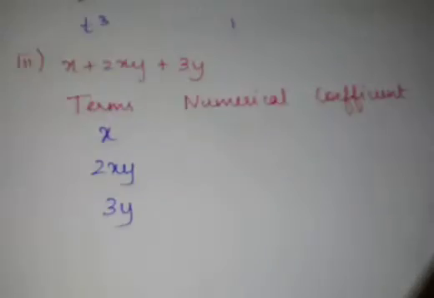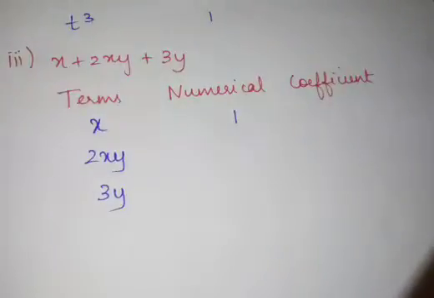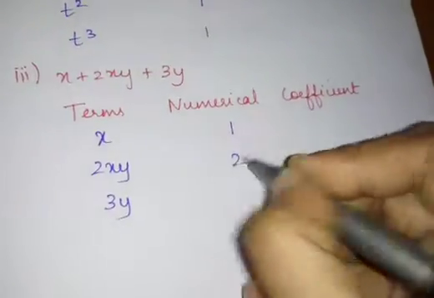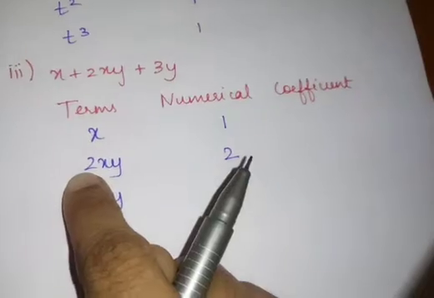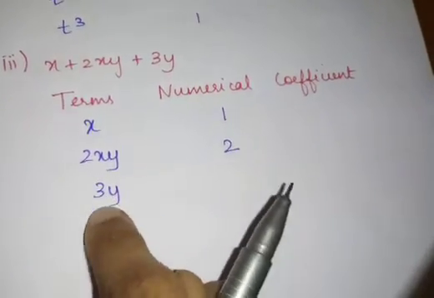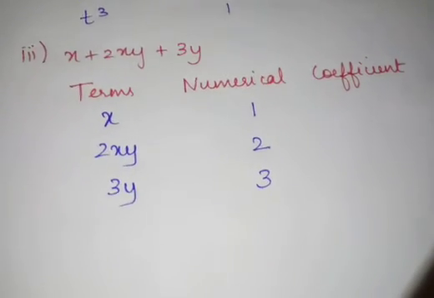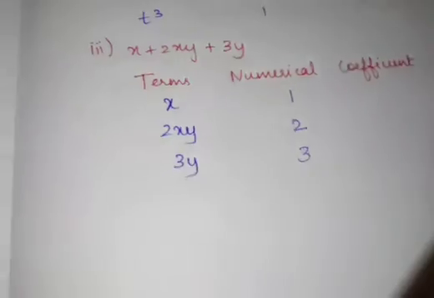So what is the numerical coefficient for that? 1, because no number is written in front of x. For xy, what is the numerical coefficient? 2, because in front of these two variables the only number given is 2. In front of this variable what is given? 3. So 1, 2, 3. Next, your 4th, 5th, 6th problem is your homework.